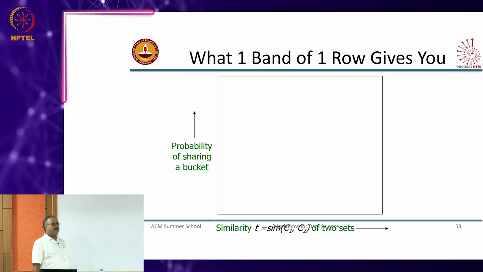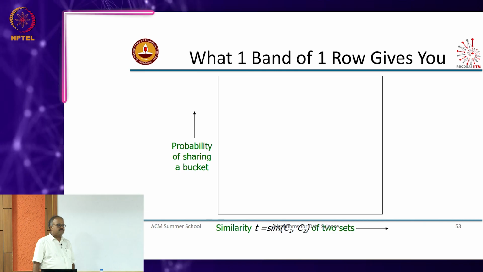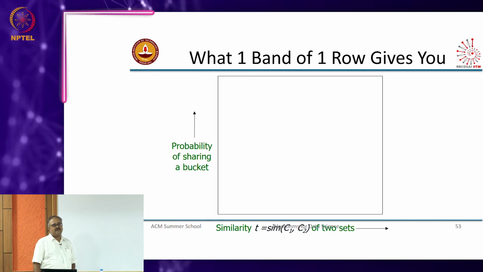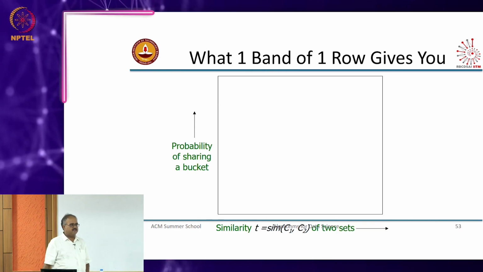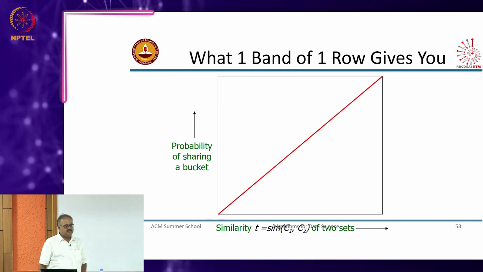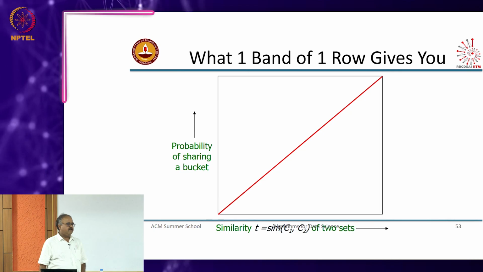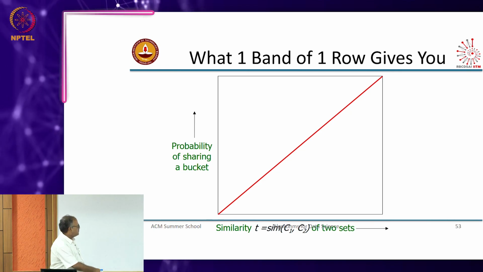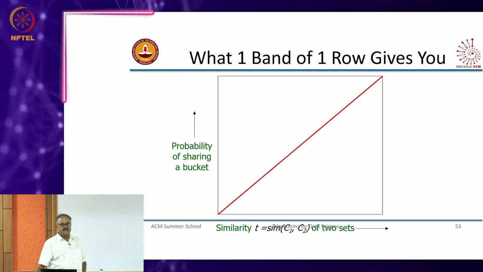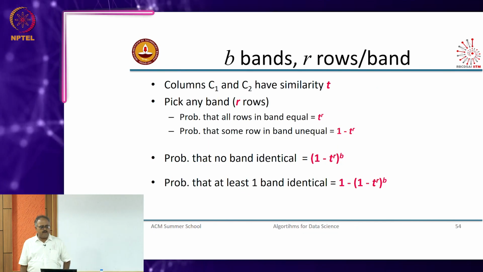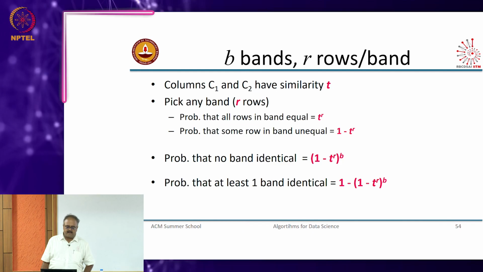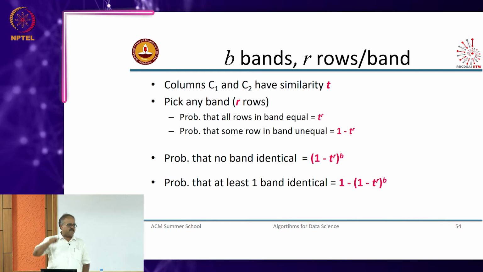Let us say you have one band of one row. Basically, what does it mean? One hash, just one hash function. That's what it means. So that's basically what you get. As the similarity increases, the probability of sharing a bucket goes up. But what we really want is something better. We want to get as close as possible to that step function.